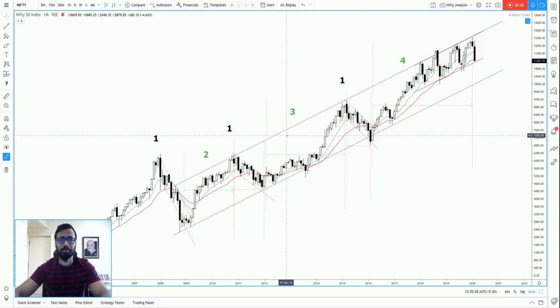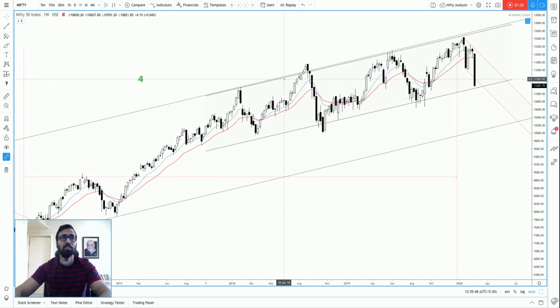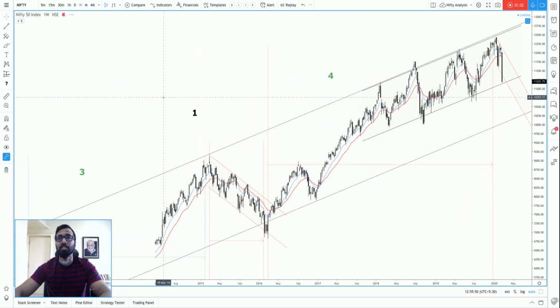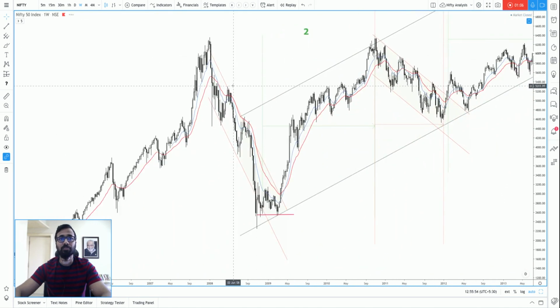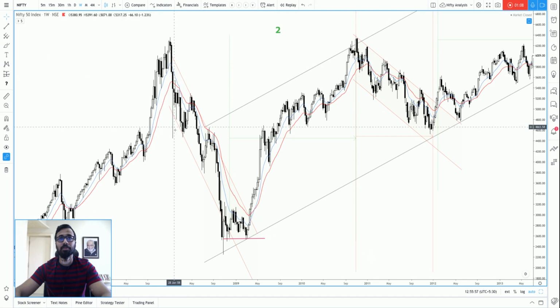Okay, so the important point is: how do we trade this correction? If we assume that it's 1, 2, 3, 4 and now 1 year of correction, how do I not reinvent the wheel but just follow what has happened in the past? Okay, so if I switch on to my weekly chart, I'm going to show you this. So this is your weekly chart.